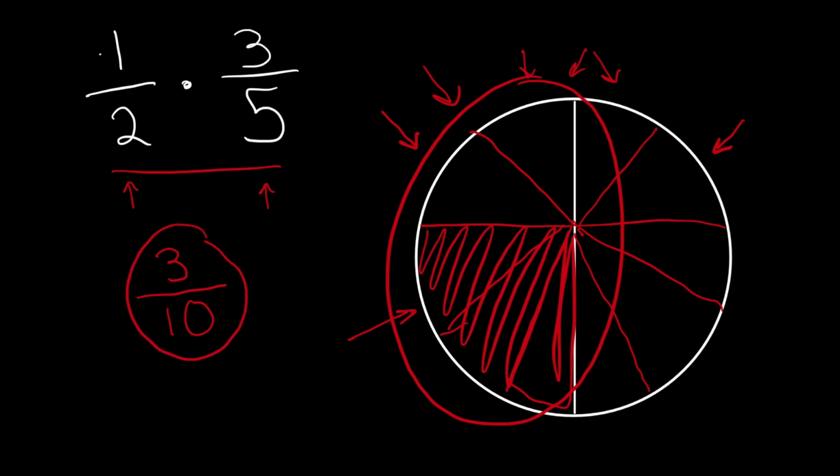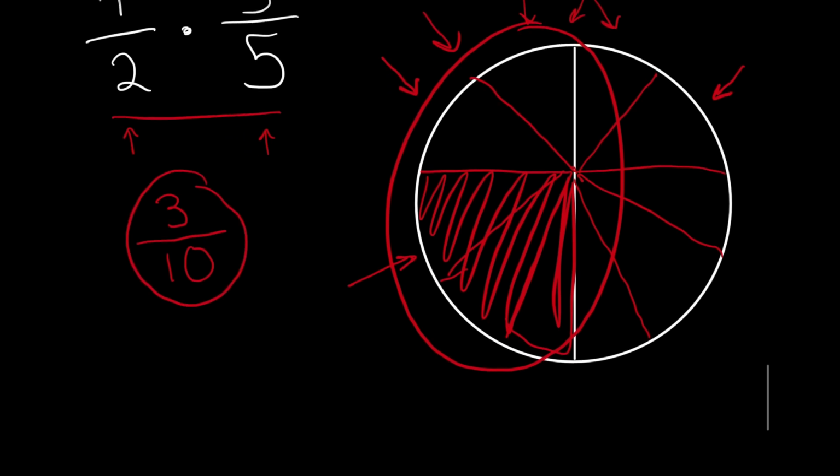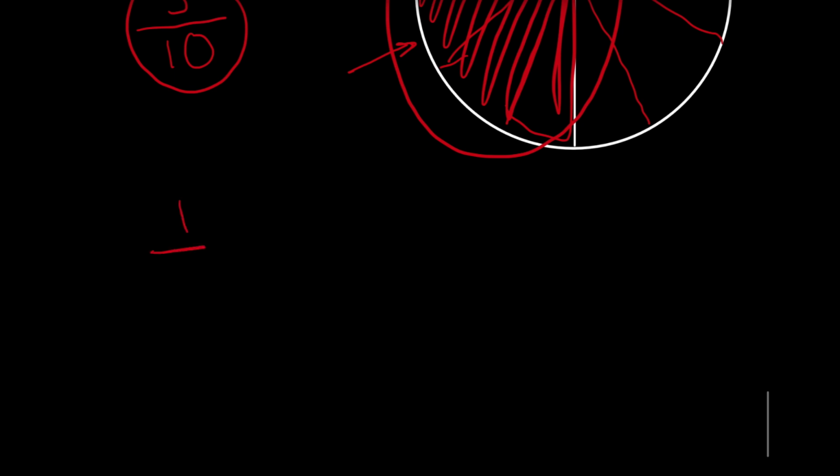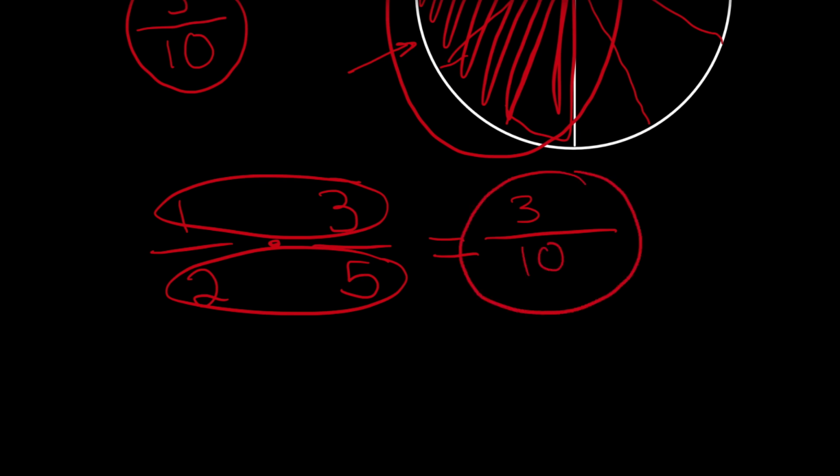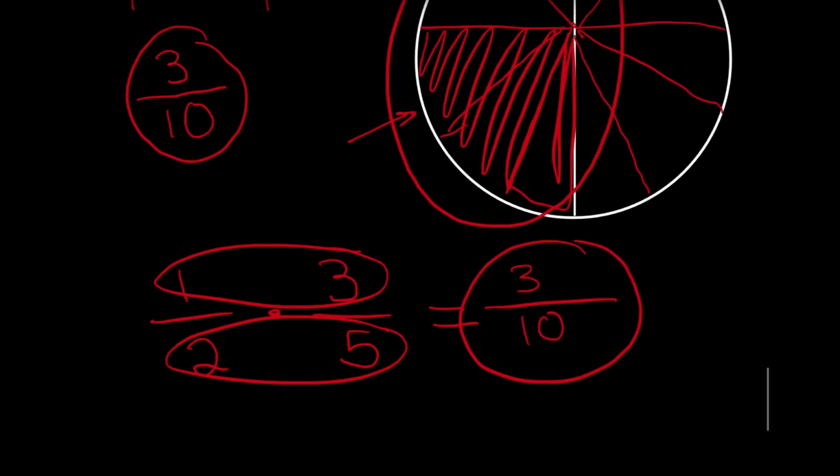So that's our fraction. And a quicker way to do this is you just take these 2 fractions and you multiply the numerators together to get 3, and you multiply the denominators together to get 10. And there you go. It's 3 over 10. The same result we got. It just took us a lot less time.